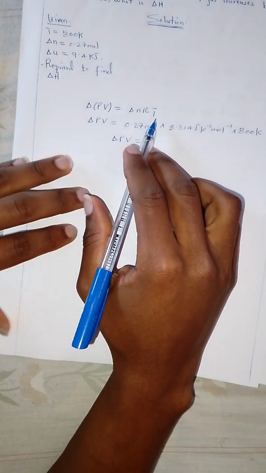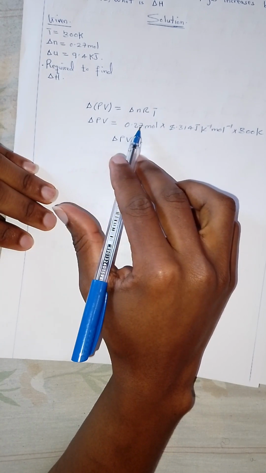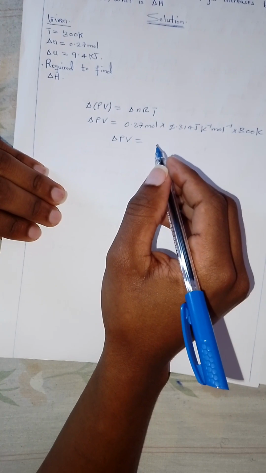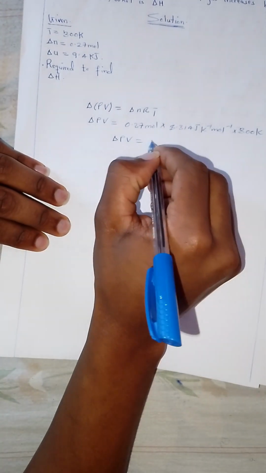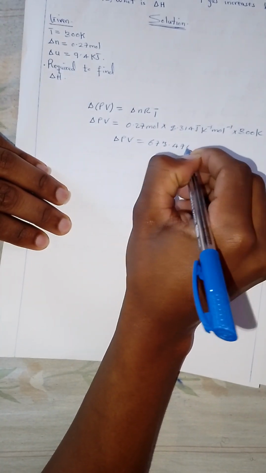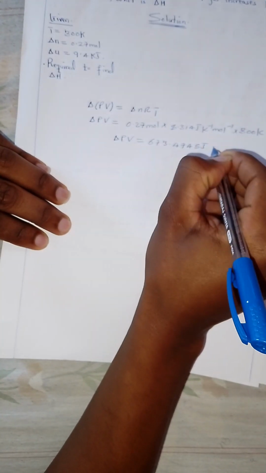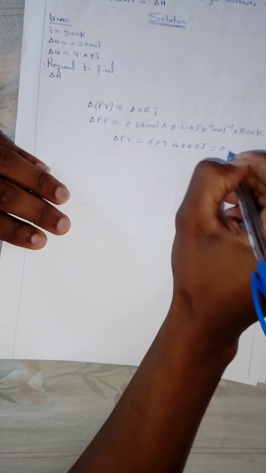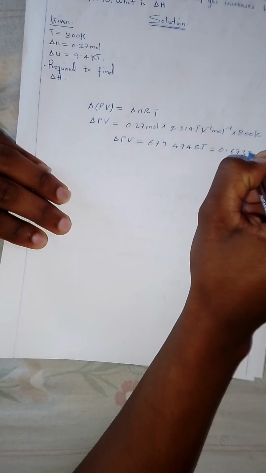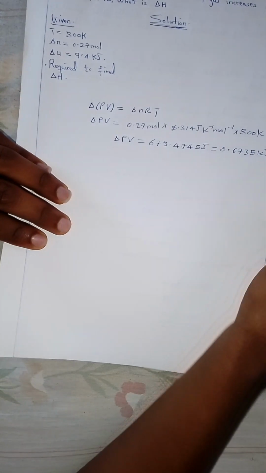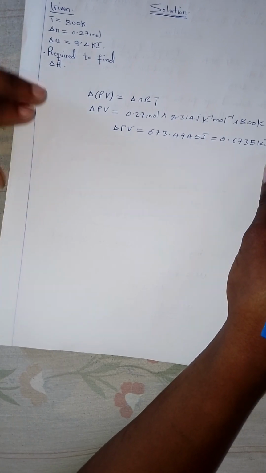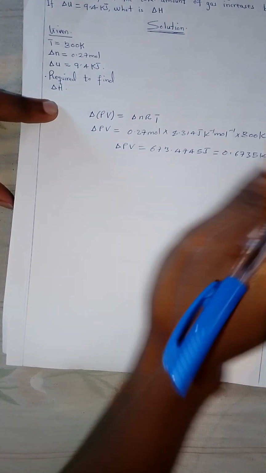Now, on substituting the values of n, R, and T, you can obtain the change in PV, which will be equal to 673.4745 joule, which is equivalent to 0.6735 kilojoule. Now, we are looking for the enthalpy change. We have been told to find the enthalpy change.